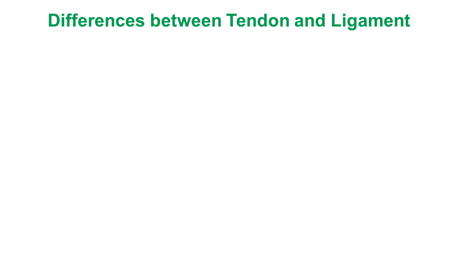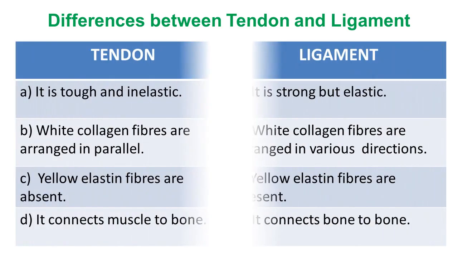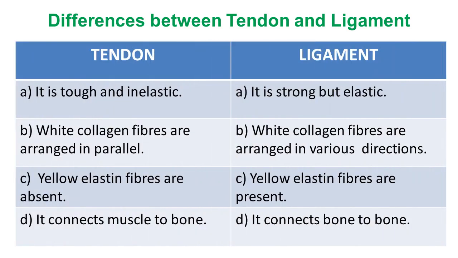Now let us look into the differences between tendon and ligament. Tendon is tough and inelastic. Ligament is strong but elastic. Tendon contains white collagen fibers which are arranged in parallel. Ligament has white collagen fibers which are arranged in various directions. In tendon, yellow elastin fibers are absent. In ligament, yellow elastin fibers are present.